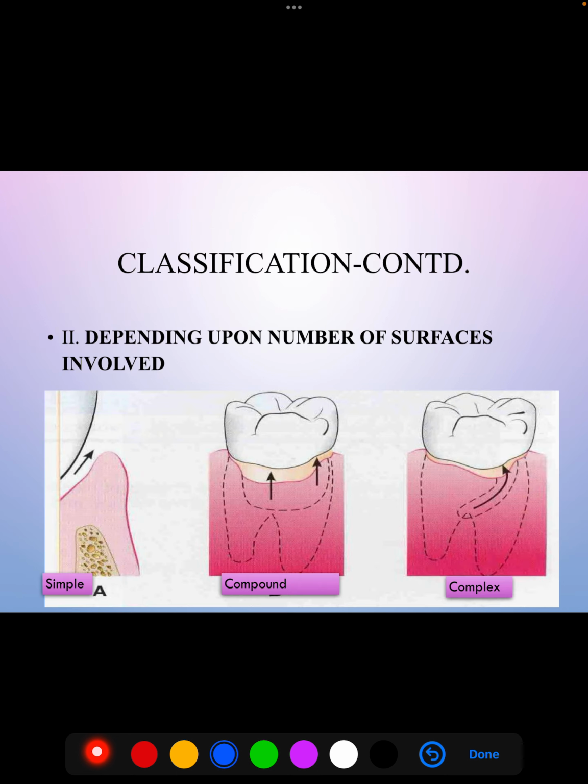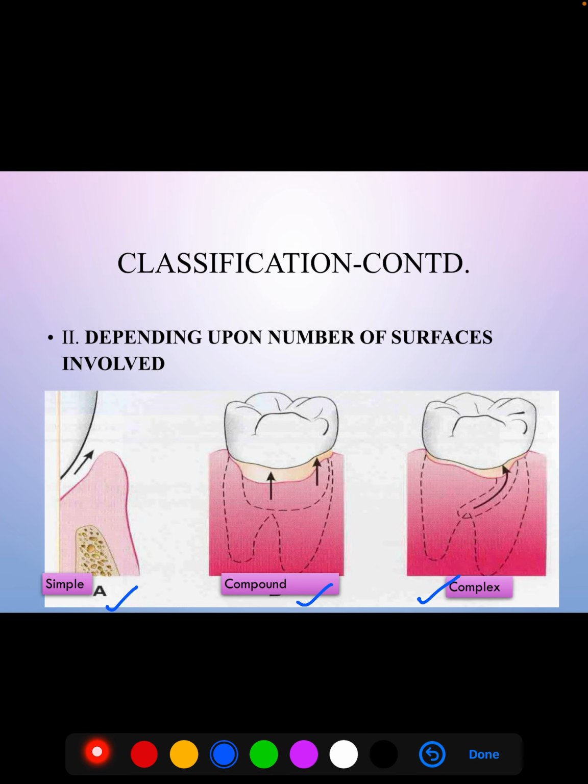Now, the second classification is based on the number of tooth surfaces involved. So accordingly, it can be simple pocket, compound pocket and complex pocket. In simple pocket, only one tooth surface is involved. In compound pocket, more than one surface may be involved. For example, maybe the buccal or the mesial side is involved, or maybe the buccal, mesial or lingual side may be involved.